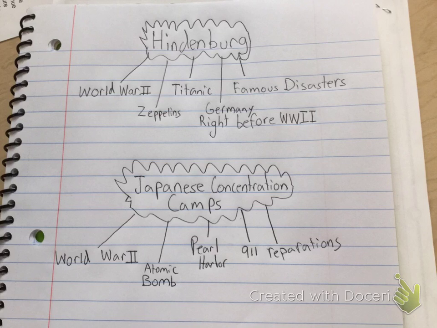Okay, now what I want you to think about is you have these learning webs here. We did the Hindenburg, Japanese concentration camps, Nikola Tesla. Is there anything else that you've been learning about that you would like to make a learning web of? Something we've been learning in class, or something you've been reading about at home? The learning webs are great because they give you a chance to think about what you want to learn next.